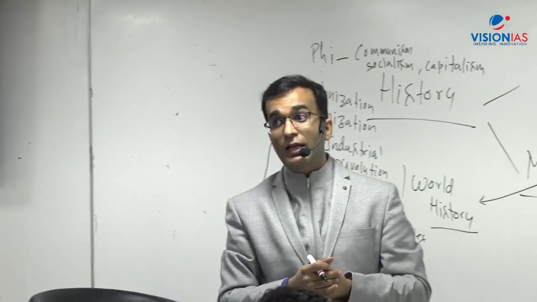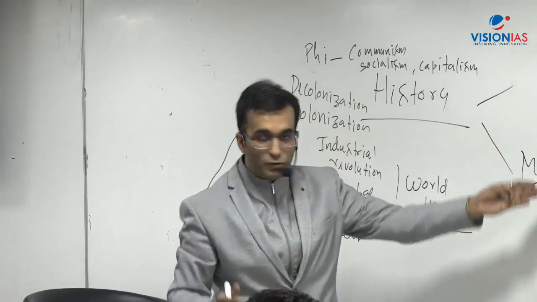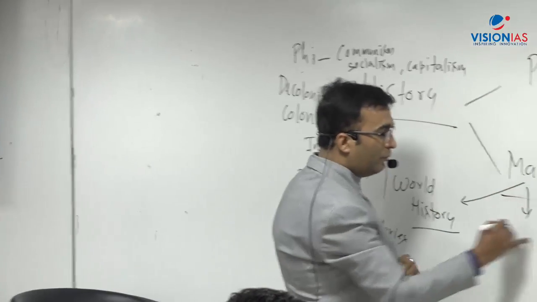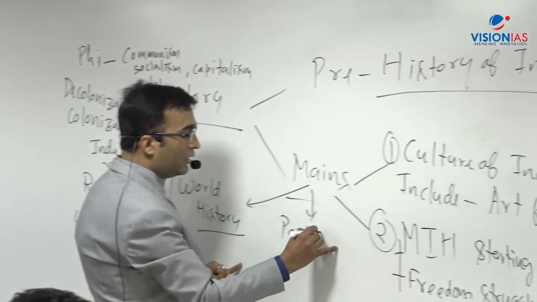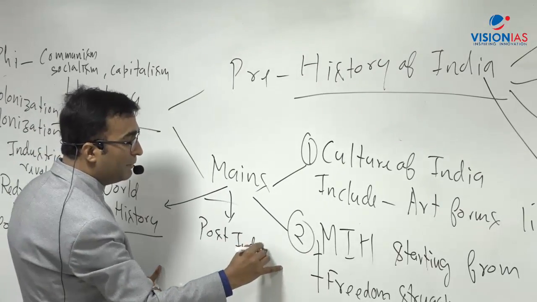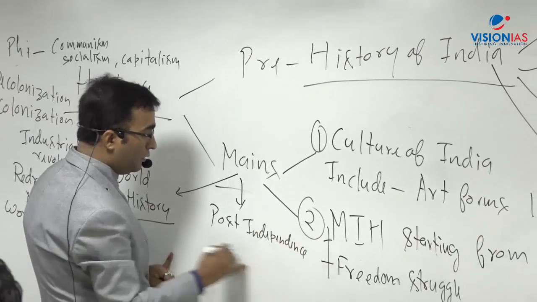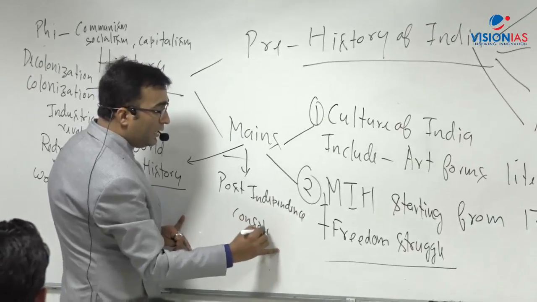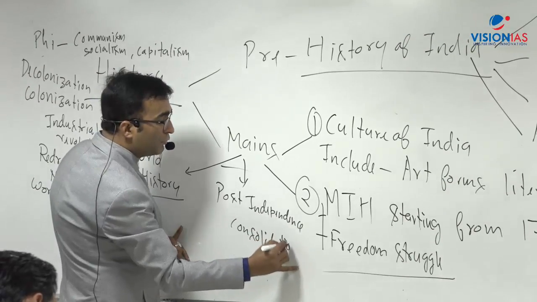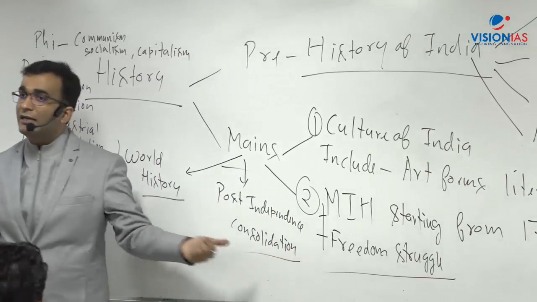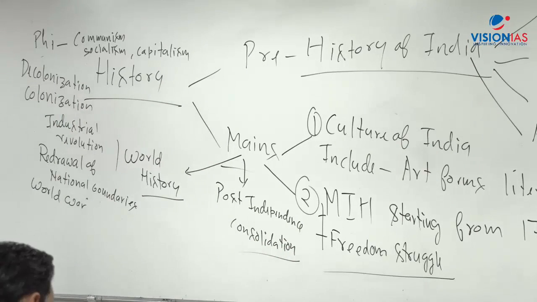Then here in post-independence, should I write over here? So one more part, post-independence consolidation. Basically, what all things would be there in the post-independence consolidation, because it starts with the framing of the constitution itself, that the constituent assembly would be created and then the constitution would be created, and after that the first general elections will happen.